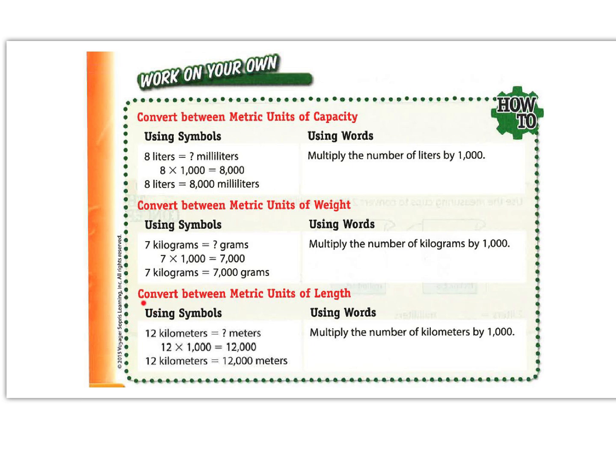So the last part, convert between metric units of length. Using symbols, 12 kilometers equals how many meters? Well, we multiply the number of kilometers by 1,000. 12 times 1,000 equals 12,000, so 12 kilometers equals 12,000 meters.